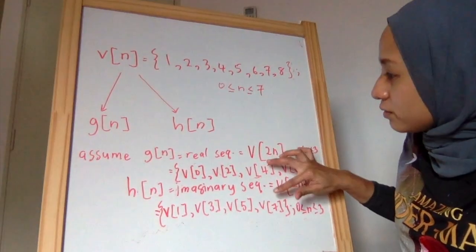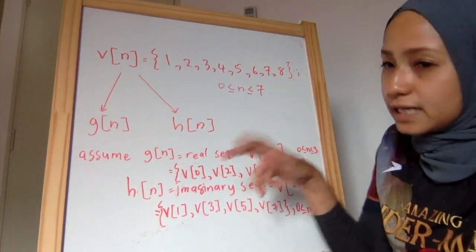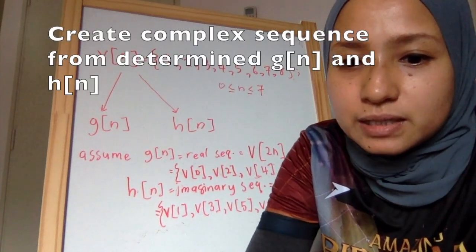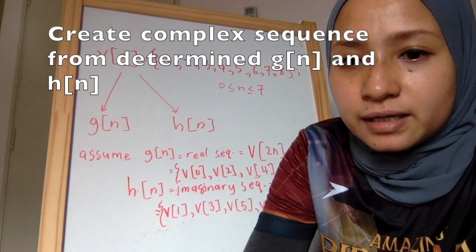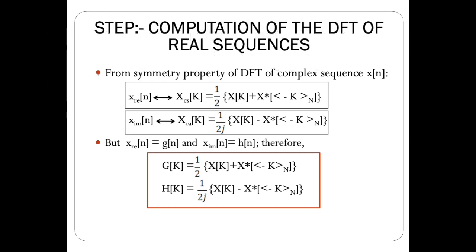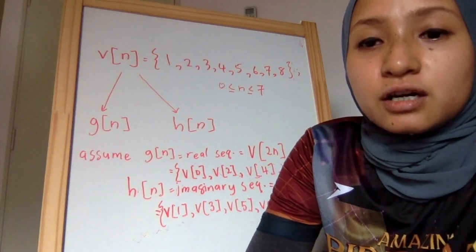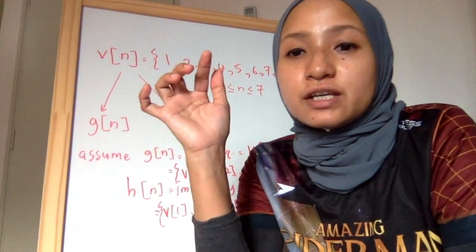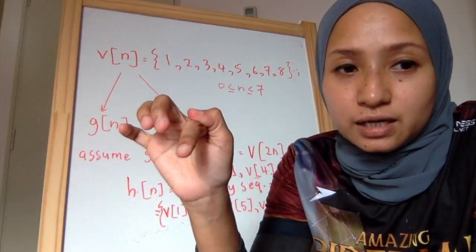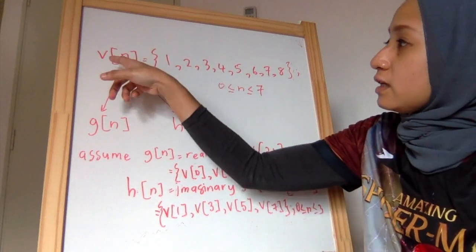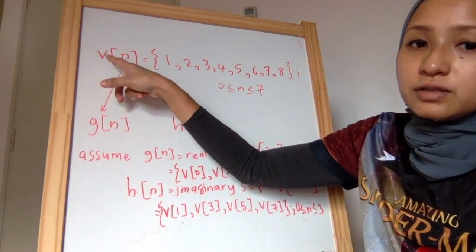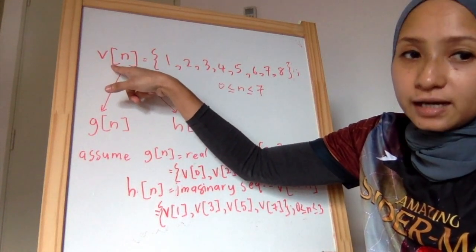Okay, from these two discrete sequences, we then create the complex sequence. And then we determine what is your GK and what is your HK. Now after you get your GK and HK, at the very beginning, this is your question. You need to find the DFT of Vn.